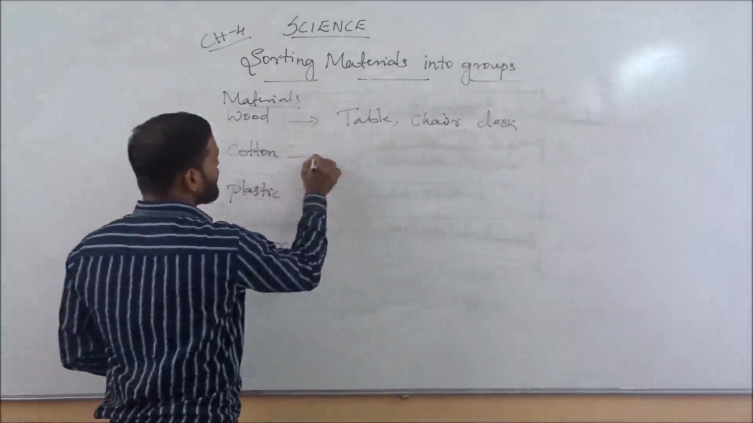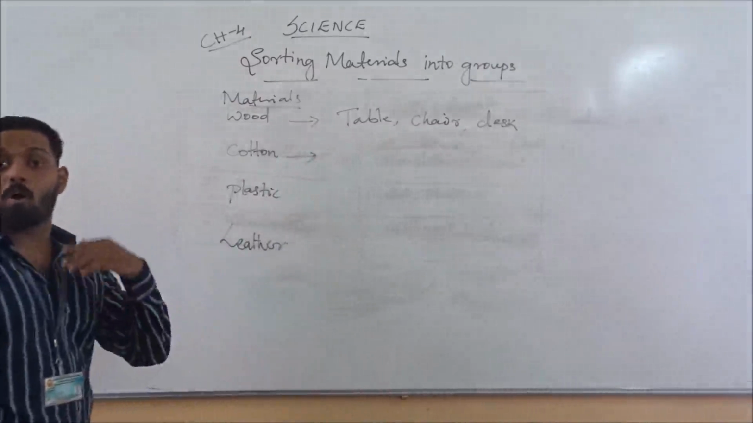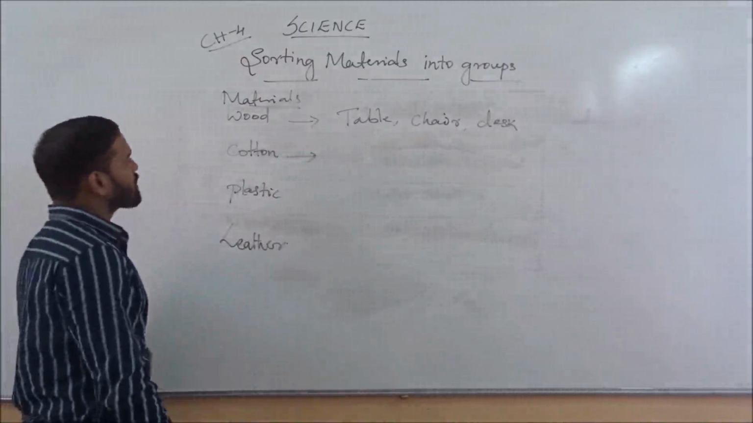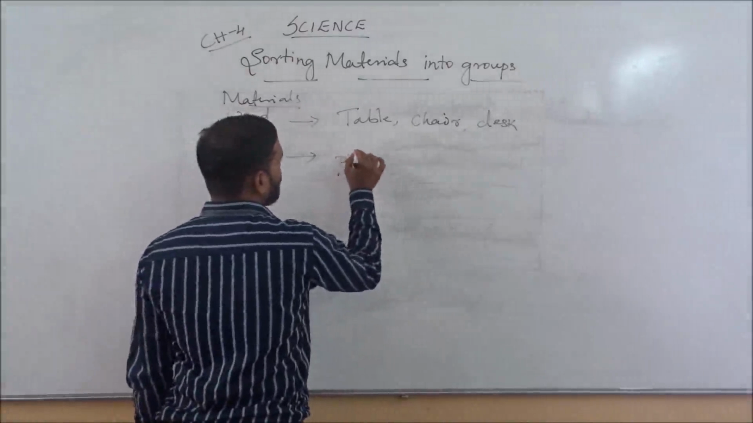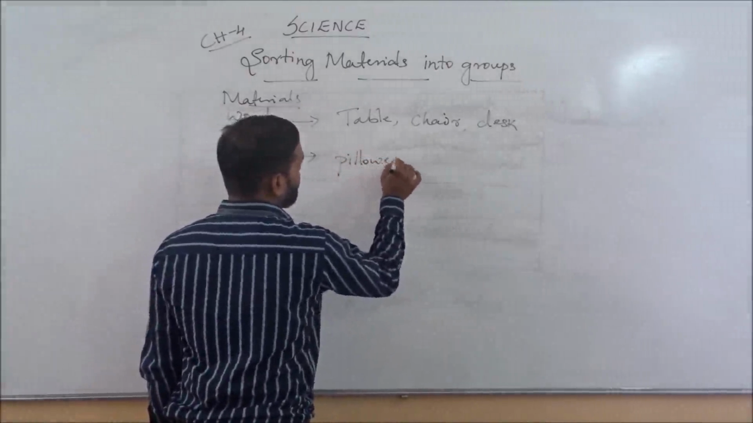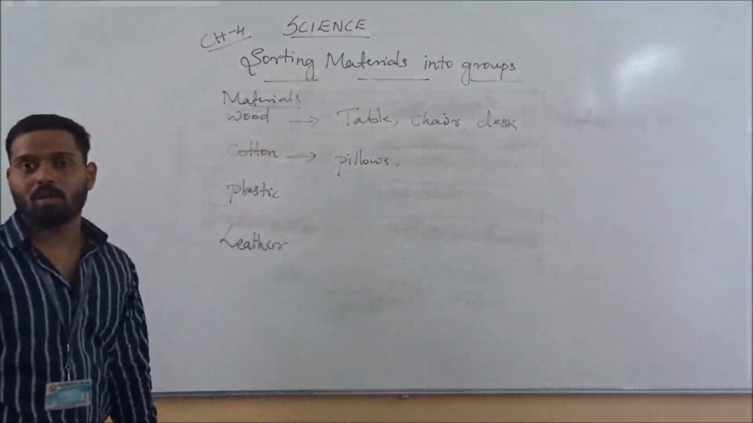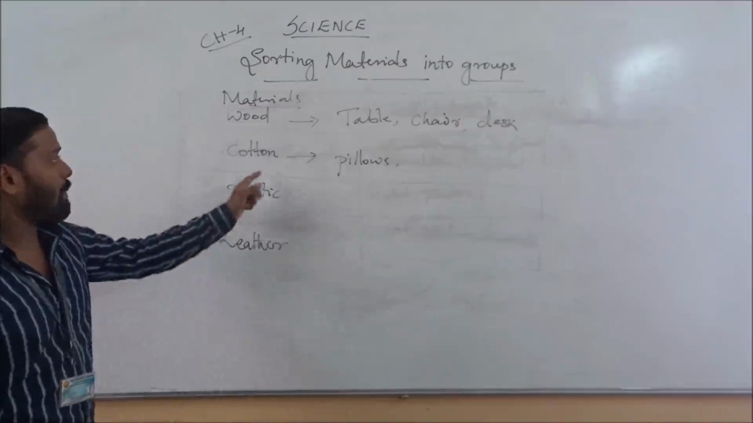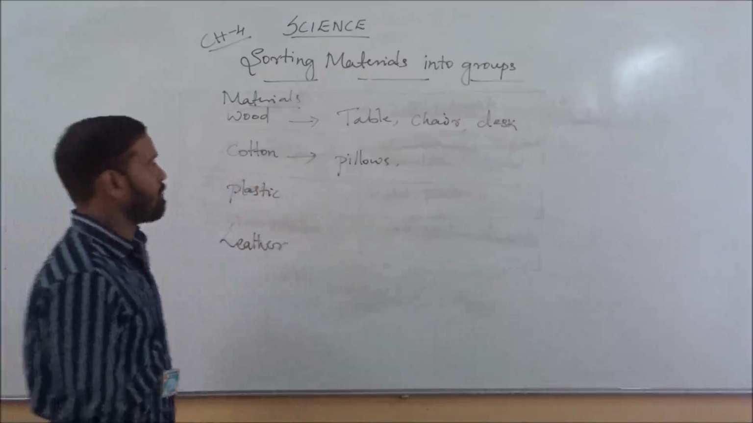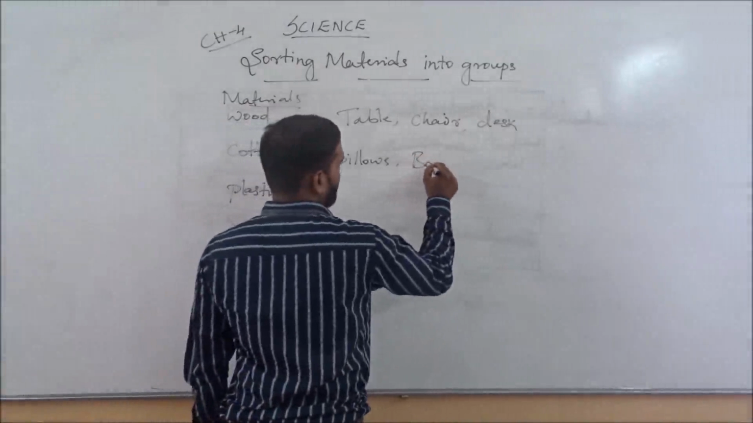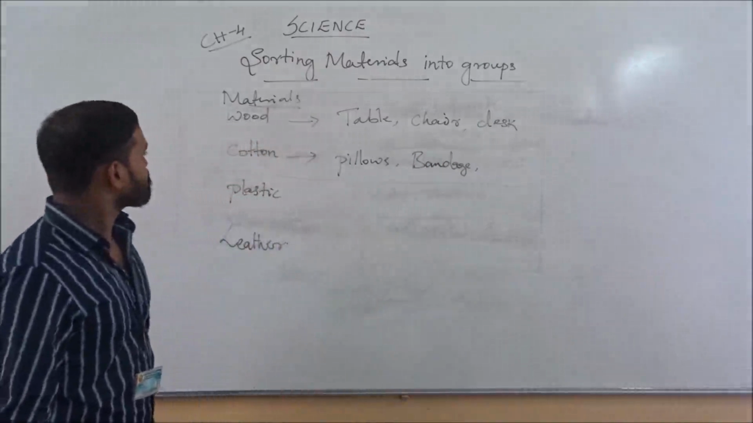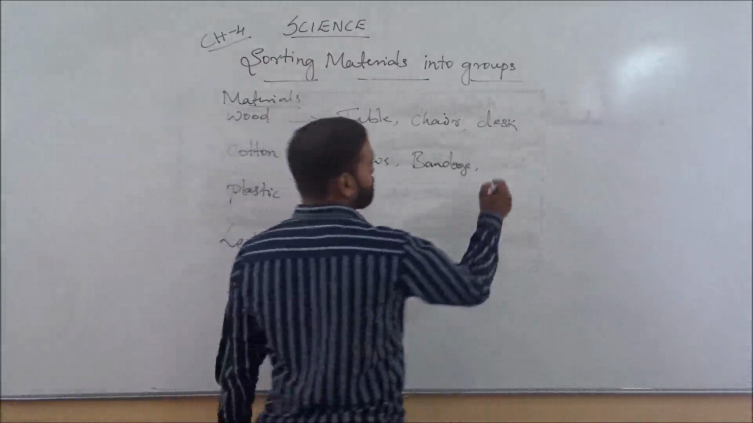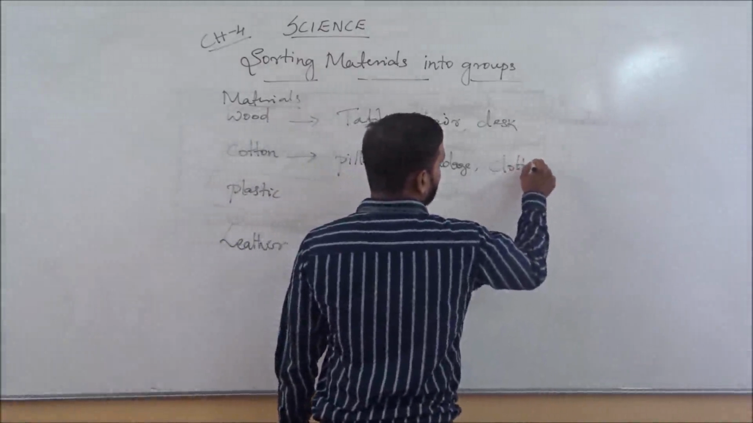Now using cotton, what are the objects we can make? What are the objects we can make from cotton? Pillows we can make. Then you can make bandages, for bandage purposes. And then cotton cloths we can make, cloths, etc.